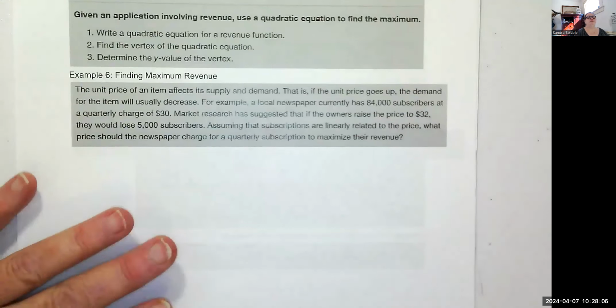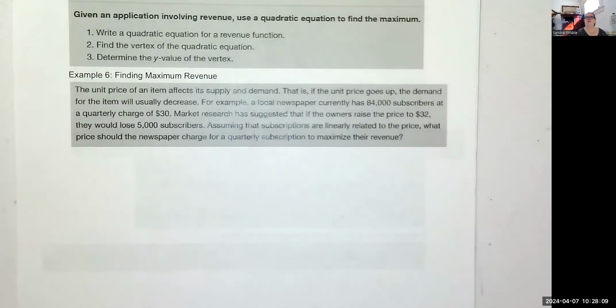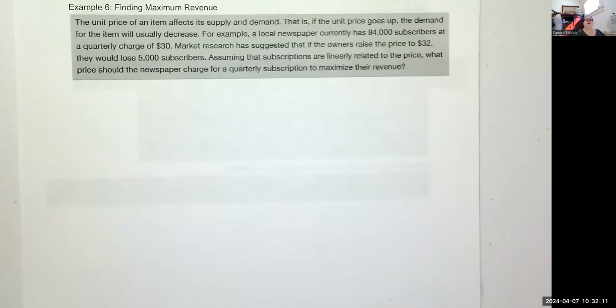All right, another one. I'm going to give you a second to read it, just to think about what's happening. Okay, finding max revenue. So you're going to learn probably a couple of new things here, maybe just one. Let's talk about it. The unit price for an item affects its supply and demand. That is, if the unit price goes up, the demand for the item will decrease. For example, a local newspaper currently has 84,000 subscribers at a quarterly charge of $30. So that means whenever the newspaper charges $30 for a subscription quarterly, they will have 84,000 subscribers.